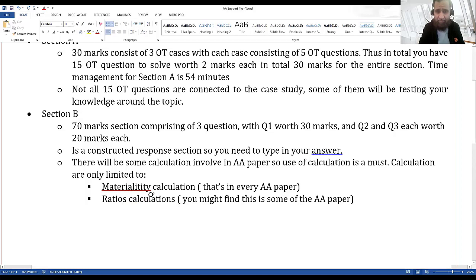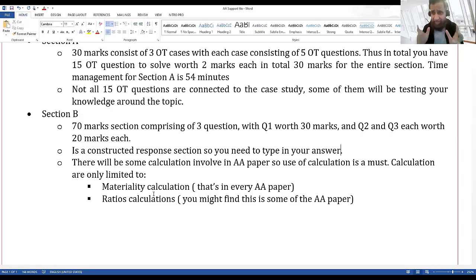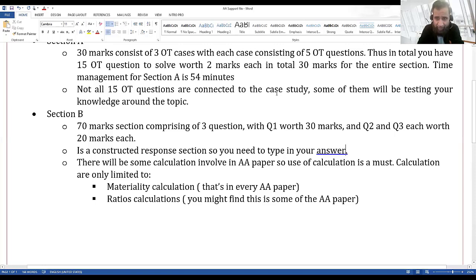Using the calculator becomes almost important in the AA paper, whether you use the on-screen calculator or carry your own calculator, with whichever you are comfortable. A lot of students are comfortable with their own calculators, taking them to the exam halls where you're attempting the computer-based exams. And some of you are very comfortable with the on-screen calculator. So you have to find your own answers for that. Is everyone clear with the bullets of section B so far? Because you will get this Word file and you will take a printout of this, and you will save this Word file with you.